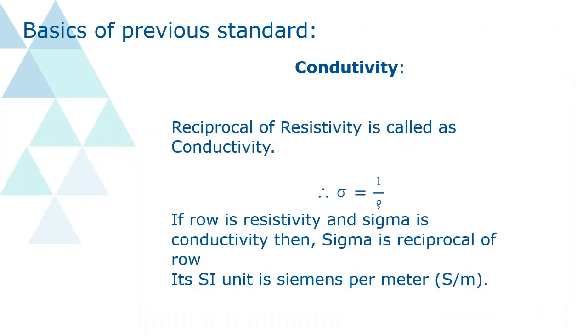Conductivity. Reciprocal of resistivity is called conductivity. If ρ is resistivity and sigma is conductivity, then sigma equals 1 upon ρ, the reciprocal of ρ. Its SI unit is Siemens per meter, S/m.